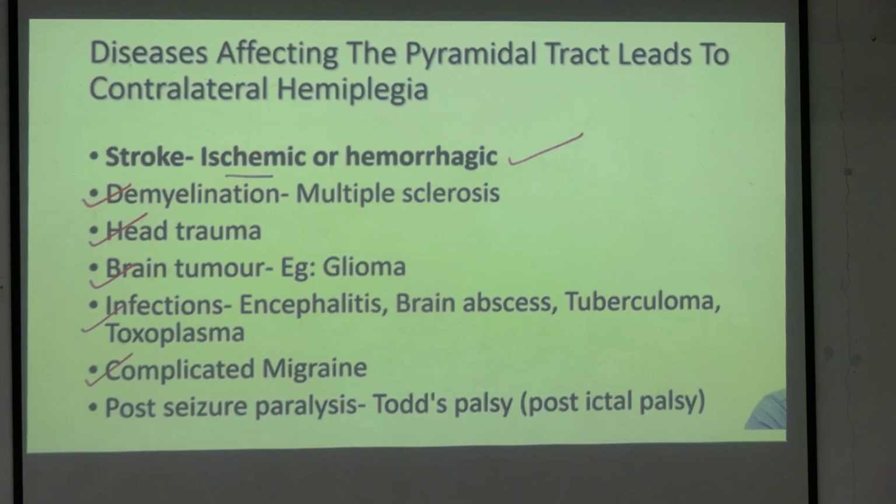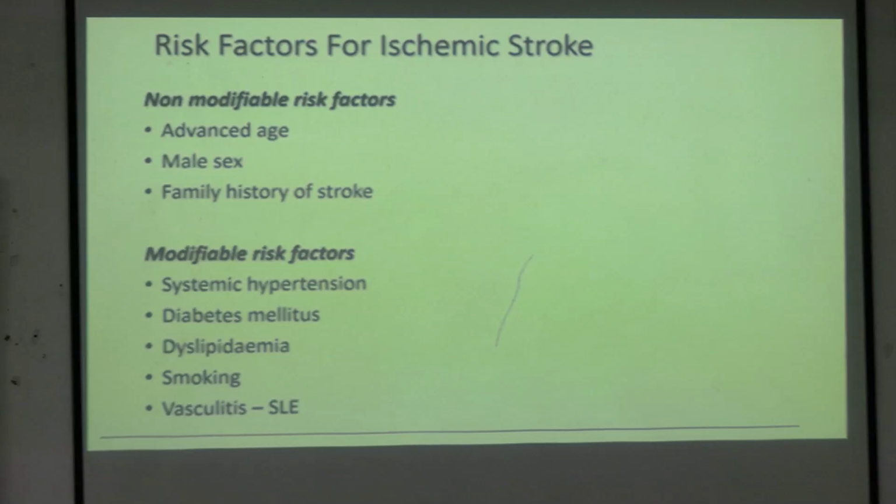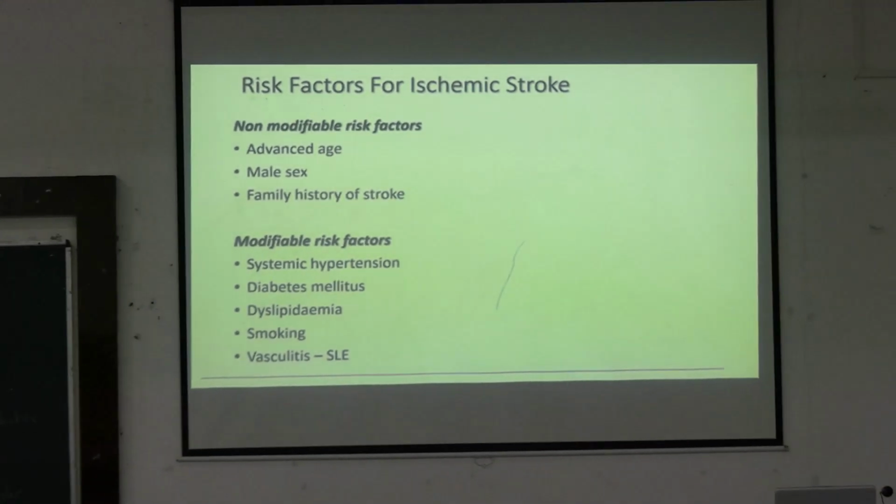Complicated migraine, there is a type of migraine where there is hemiplegia, migraine class we have described. Post-seizure paralysis, also called Todd's paralysis, that we also have described, that is post-ictal paralysis. After a period of convulsion, there may be a brief period of paralysis of the limb. If the patient comes to you just after convulsion, you may find there is a hemiparesis, but that hemiparesis is not persistent, that is post-ictal, that will pass off within hours, but may persist for a few hours also.